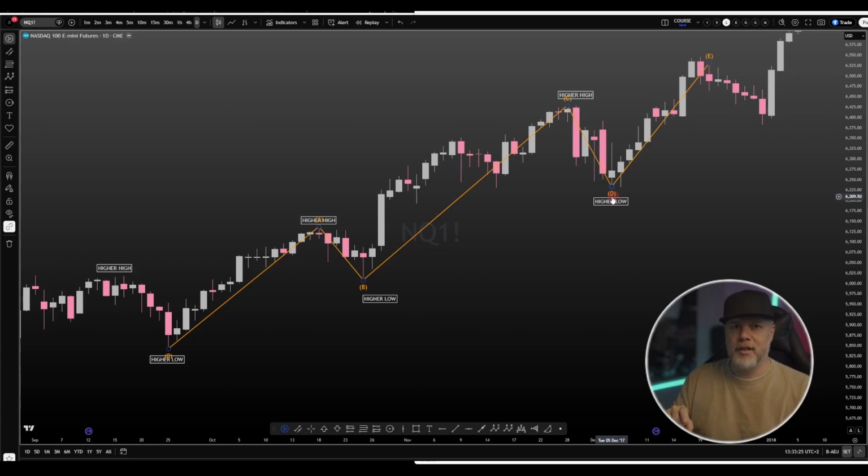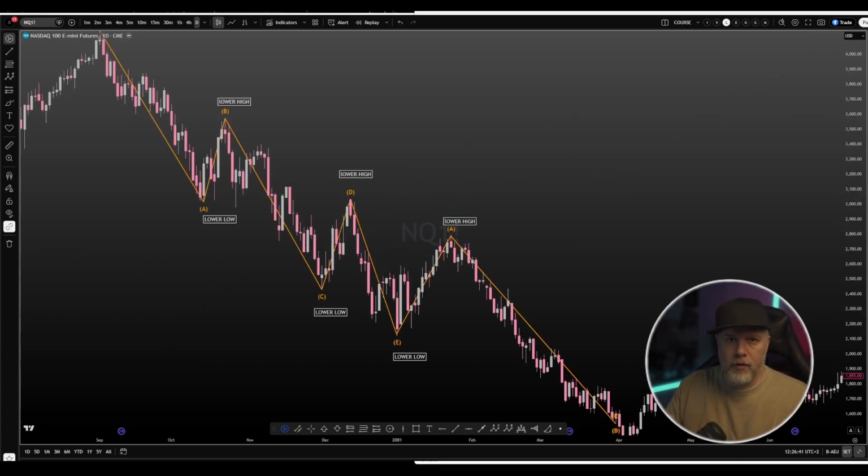That is an uptrend. A lower low followed by a lower high, that's a downtrend, bearish market structure. So you can see here we have a lower low, a lower high, a lower low, a lower high, a lower low. That there is a downward trend, and that is bearish market structure.